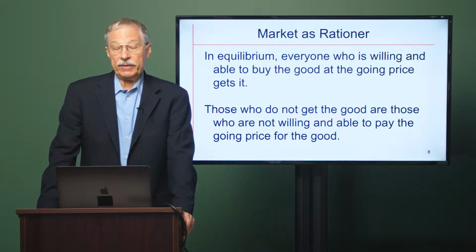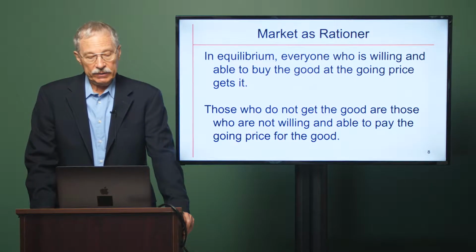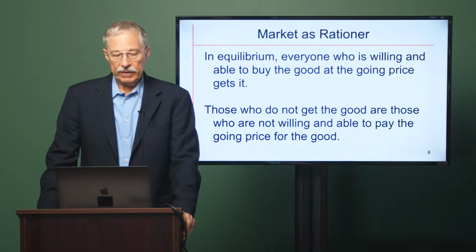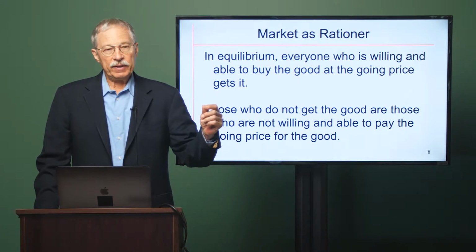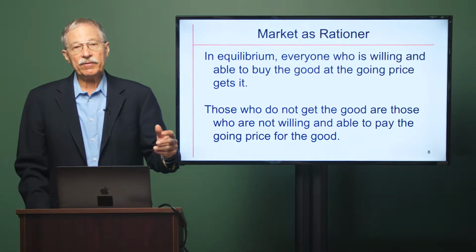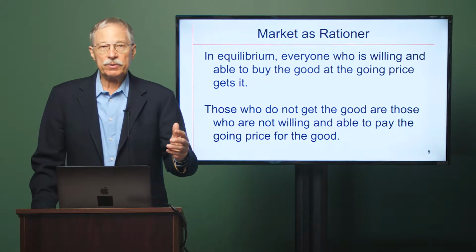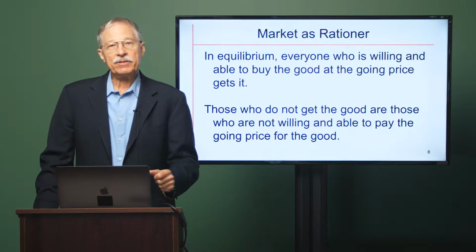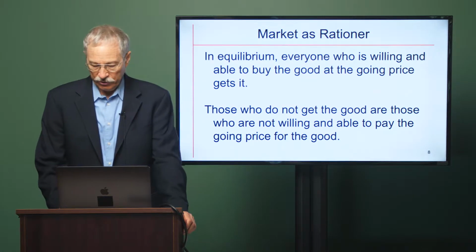And those who do not get the good are those who are not willing and able to pay the going price for the good. That's how it would work if the case is the seats in a restaurant on a given evening. The price would be set so that everyone who wanted to eat in that restaurant would get in, but would have to pay the price being charged.